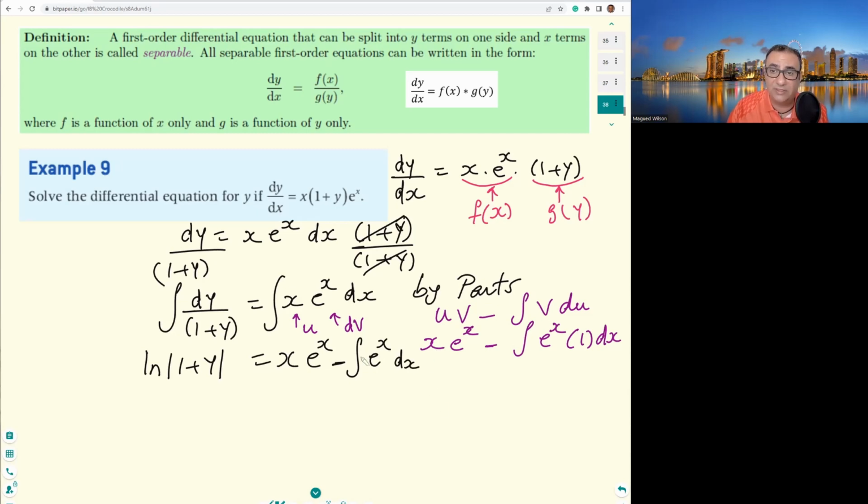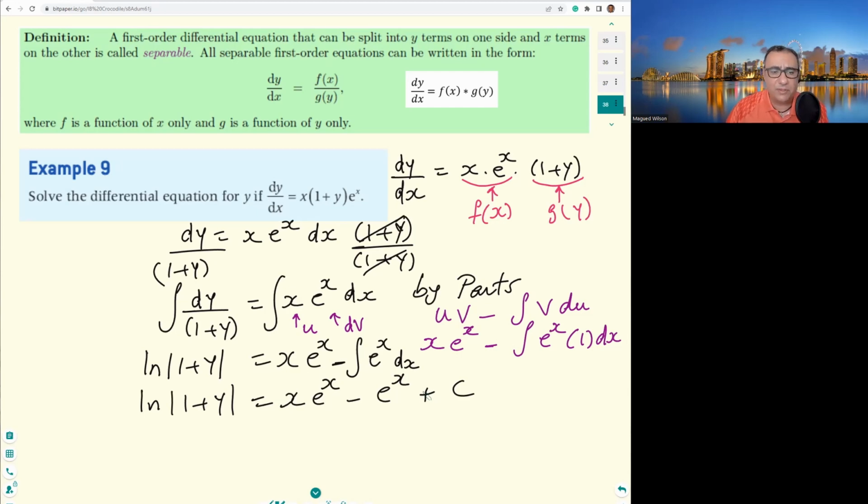Now this integration is easy. So this is x e to the power of x minus the integration of e to the power of x, which is just e to the power of x, but of course I have to add a constant because this is an indefinite integral. So now at the end of the day, we have ln of 1 plus y equal to that expression on the right-hand side. Now, our target is to find y.